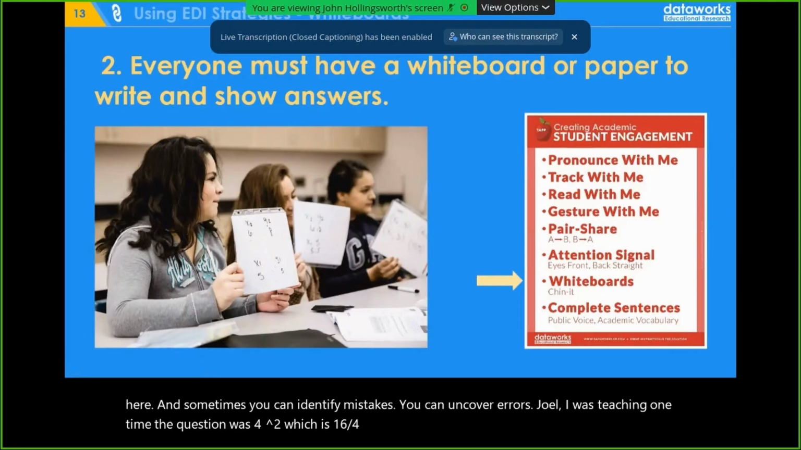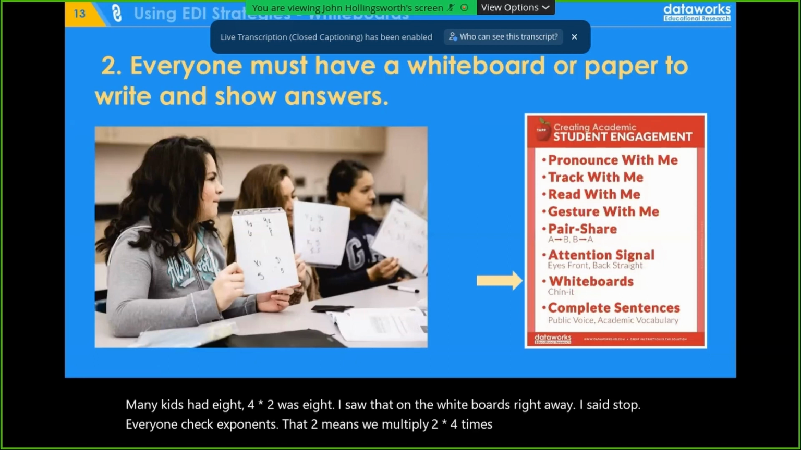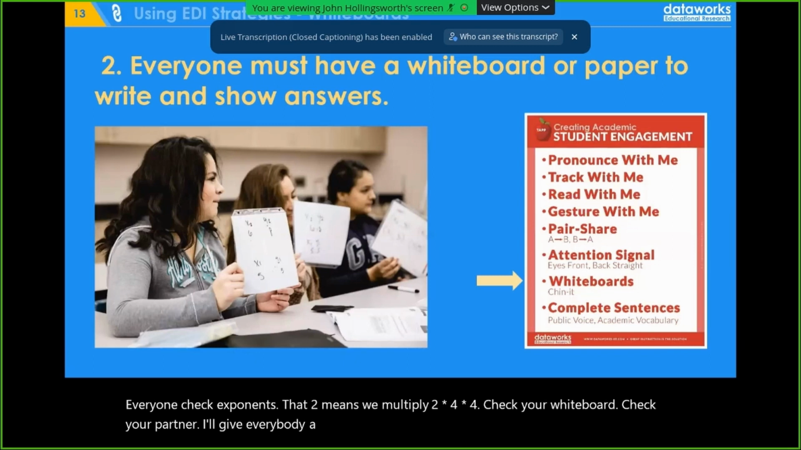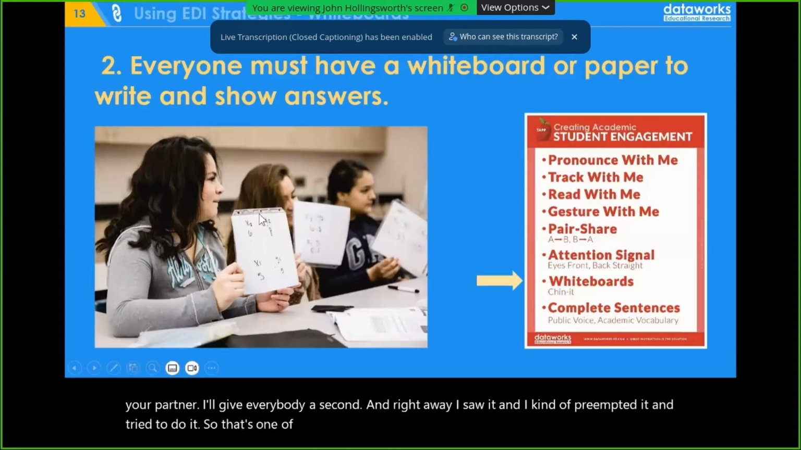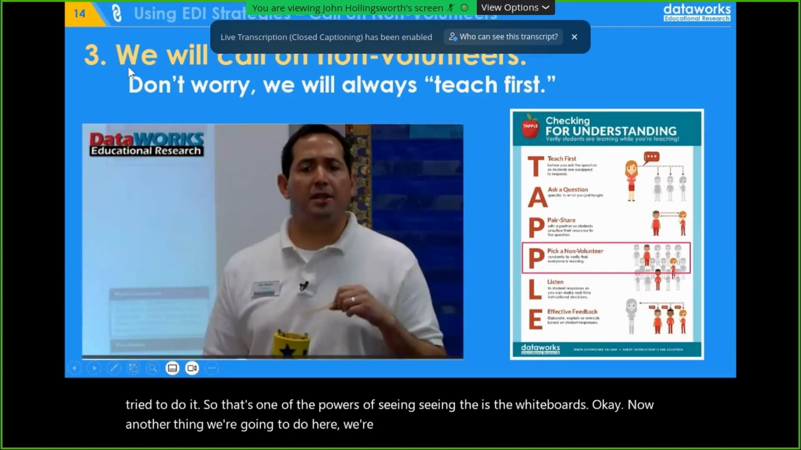You can uncover errors. Joel, I was teaching one time, the question was 4 squared, which is 16. Many kids had 8. 4 times 2 is 8. I saw that on the whiteboard right away. I said, stop. Everyone check exponents. That 2 means we multiply 2 times, 4 times 4. Check your whiteboard, check your partner. I'll give everybody a second. And right away I saw it and I kind of preempted it. So that's one of the powers of seeing the whiteboards.